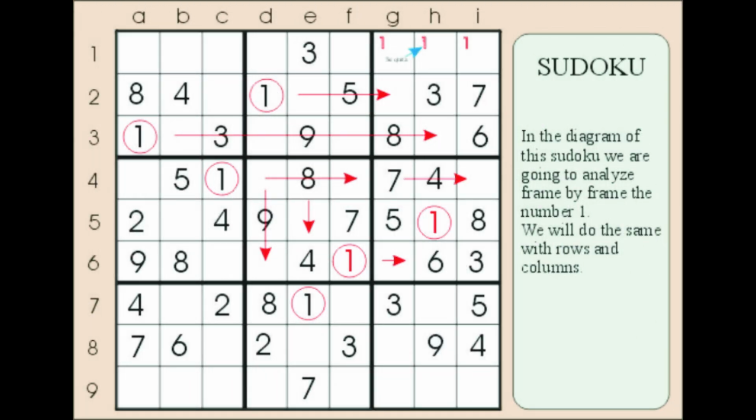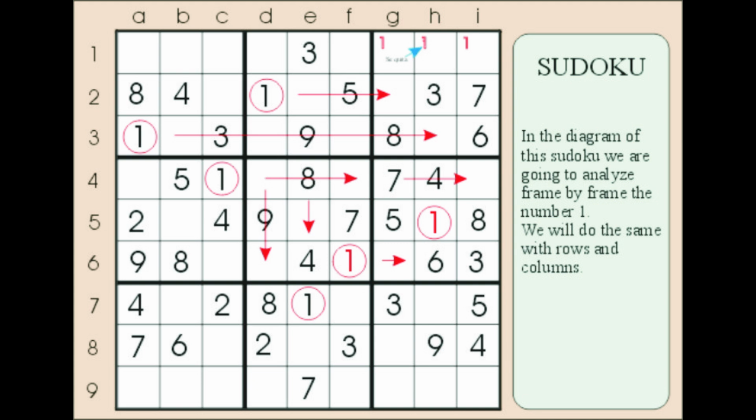Pay close attention! Boxes 1 and 2 already have the number 1. We will analyze the third box. In box 3, only row 1 is available, and since in columns G, H, I, the number 1 is not there, the number 1 has to be in any of these spaces, which we are going to indicate with a small number 1.